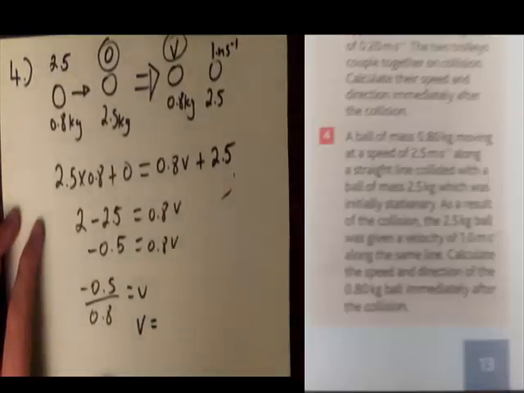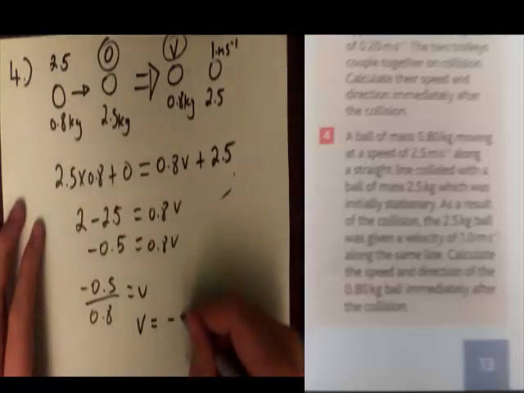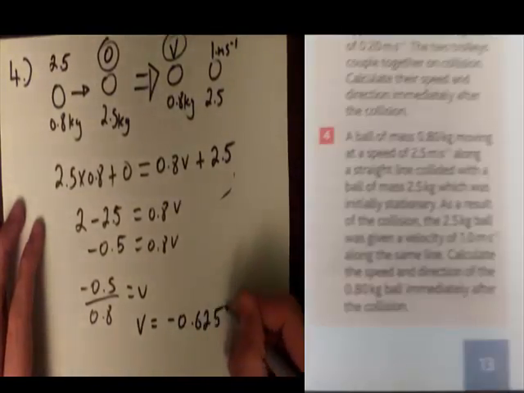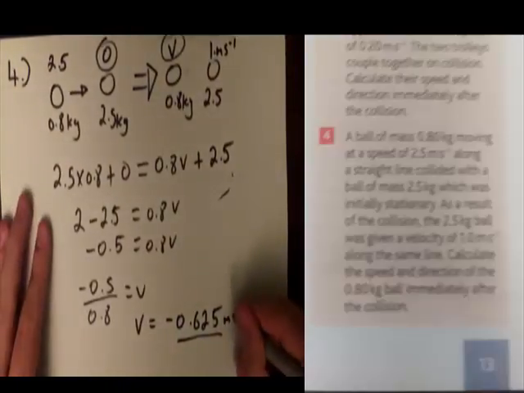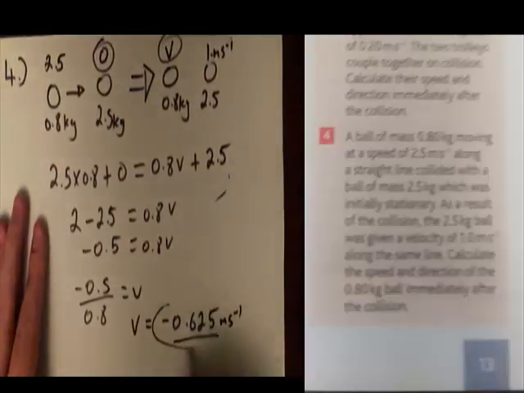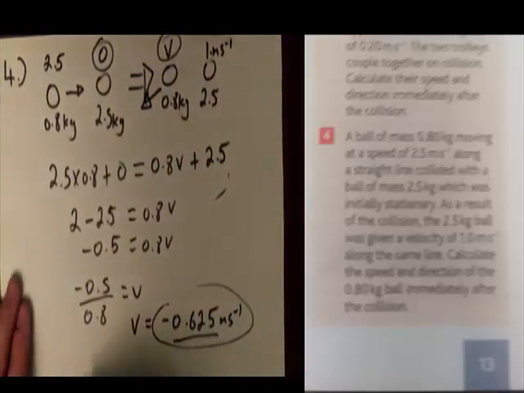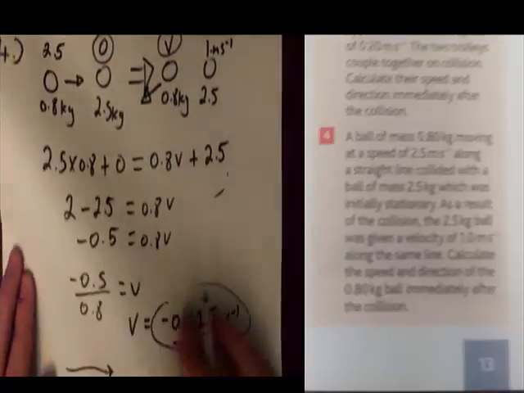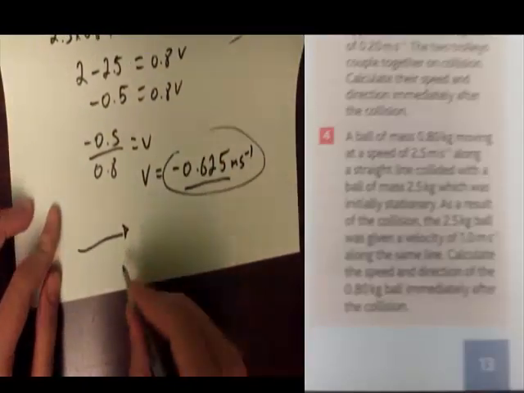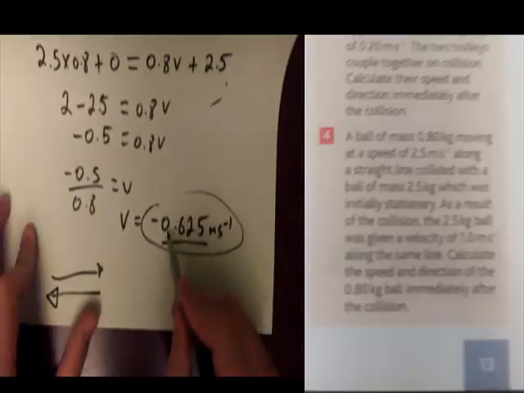Now v in this case will be equal to minus 0.625 meters per second. And again, the minus sign tells us this will be moving like this. So it's hit that first ball, it's hit the ball and rebounded with this speed.